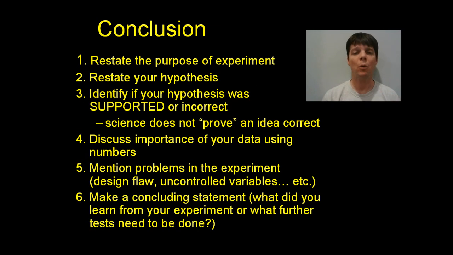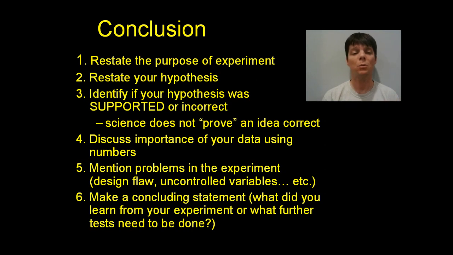Our third step will be to identify if the hypothesis was supported by the data or if it was incorrect. Science doesn't prove ideas to be correct. Science can gather information that supports ideas, or it can give us information which causes us to reject an idea. We can also sometimes get data which is inconclusive, which lets us know we need to conduct further experiments. We want to, in a conclusion, discuss the importance of our data by specifically citing examples of what the numbers are and what those numbers mean.